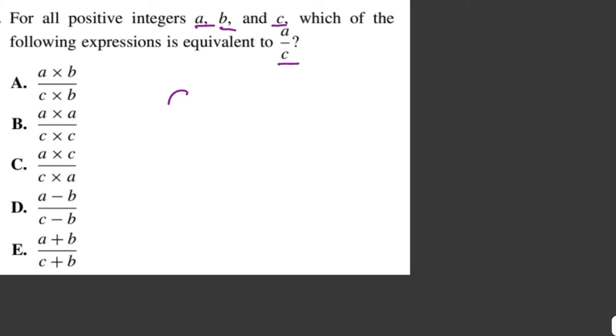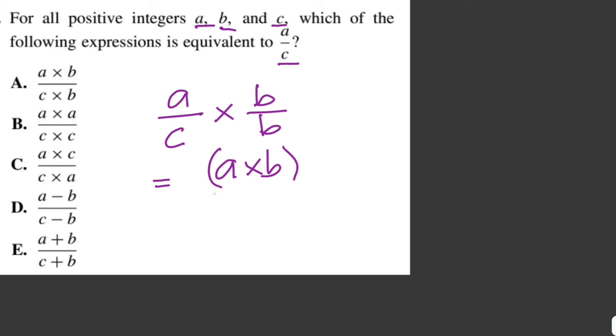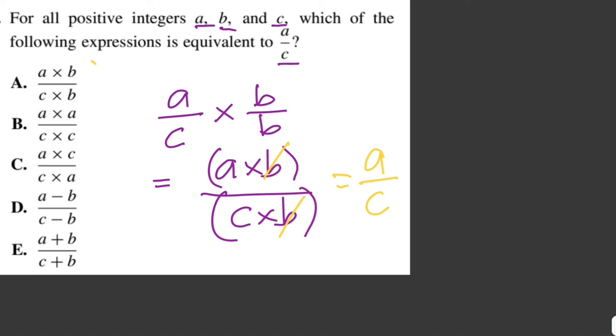We can simply multiply a over c by b over b to get a times b over c times b. We can cancel out b here, so this expression is equal to a over c. Therefore, among the choices here, the answer that fits this is letter A.